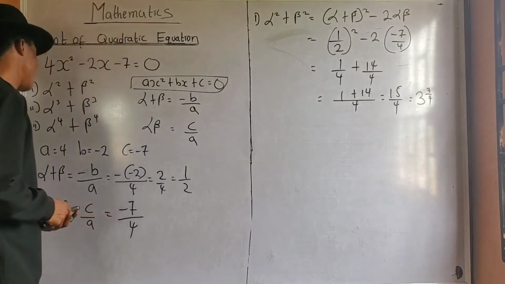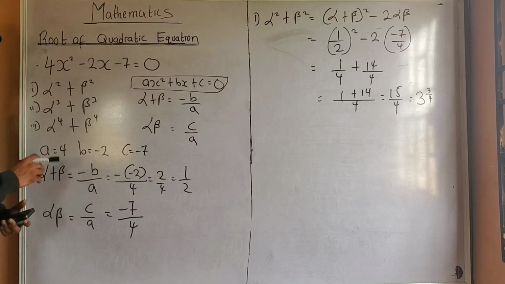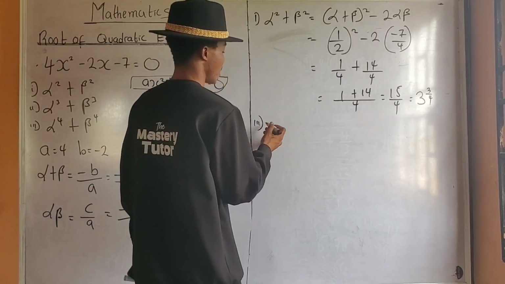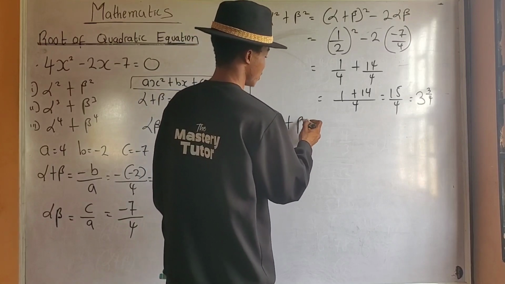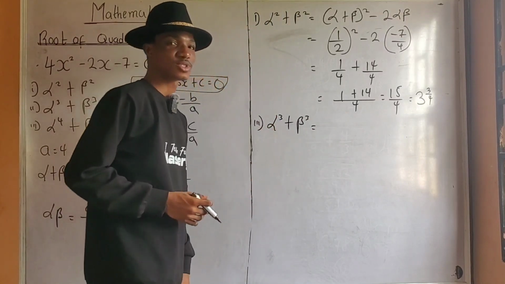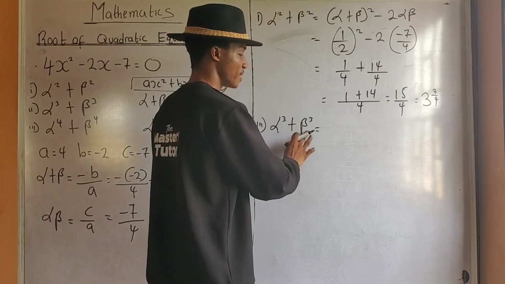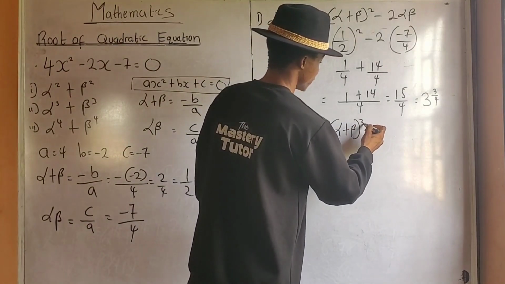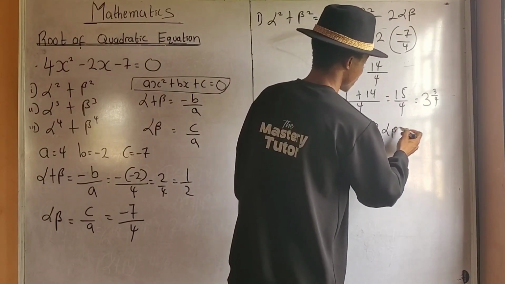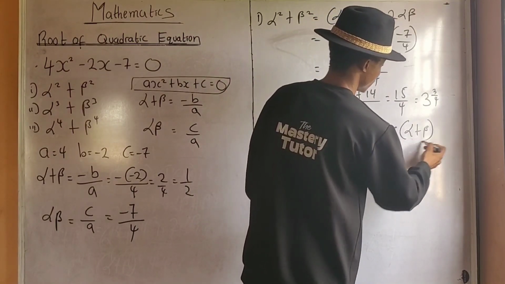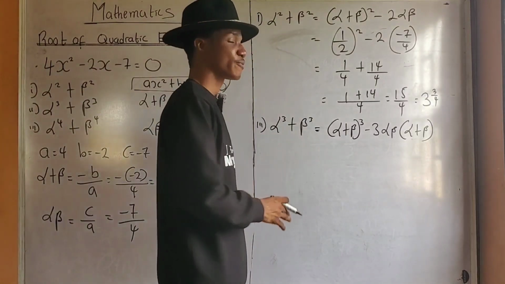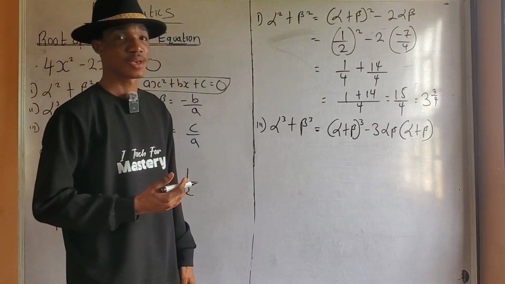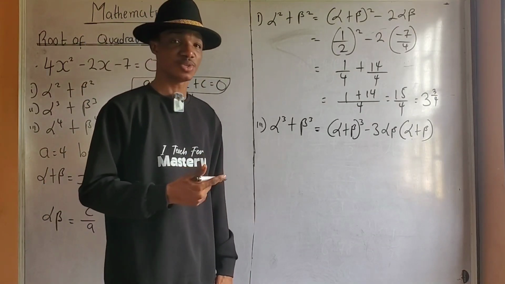Okay, but for the next question, we are asked to find alpha cube plus beta cube. How will you approach this question? Alpha cube plus beta cube can be expressed as alpha plus beta raised to the power of 3 minus 3 alpha beta multiplied by alpha plus beta. Are you getting it? You see, all these have been proved. So if you missed our previous class on roots of quadratic equation, you can always check the link in the description of this video or check the playlist.